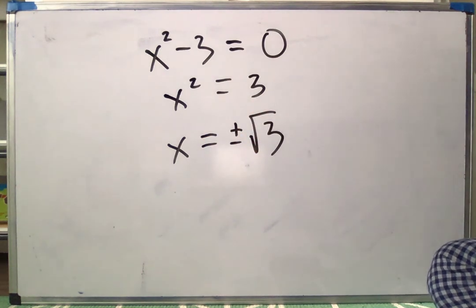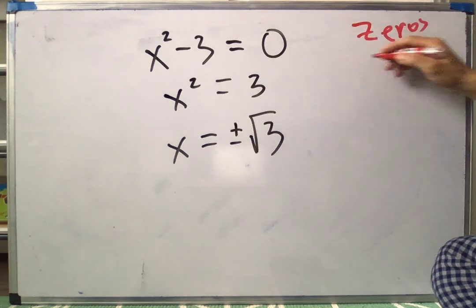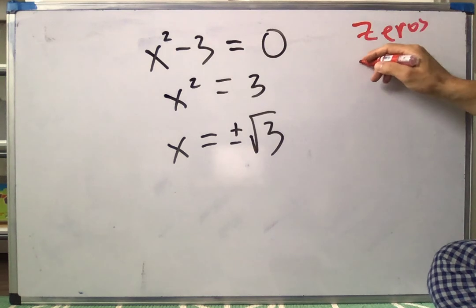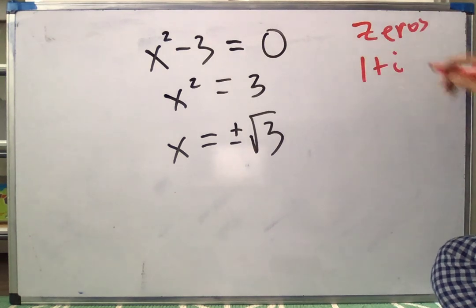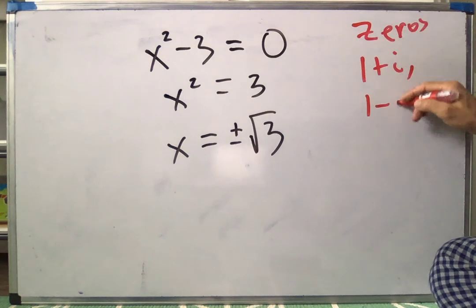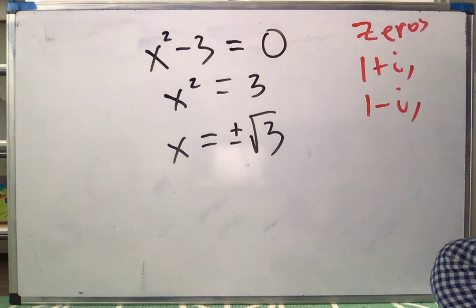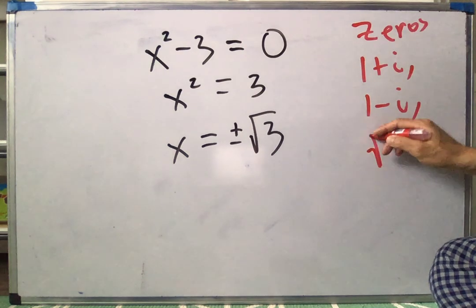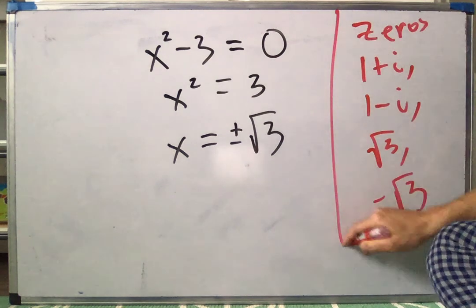So finally, answering my question: what are the zeros? Well, the question started by telling me one of the zeros was 1 plus i. We used the conjugate zero theorem to find the second zero, 1 minus i. And just now I found the last two from that remaining polynomial: the square root of 3 and negative the square root of 3. So those are the 4 zeros.